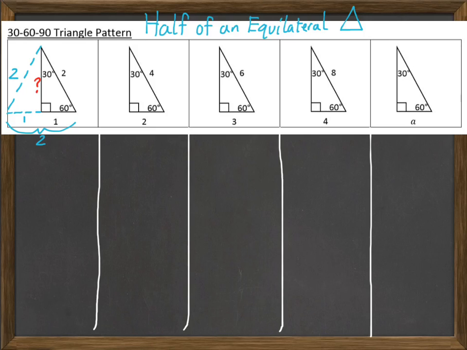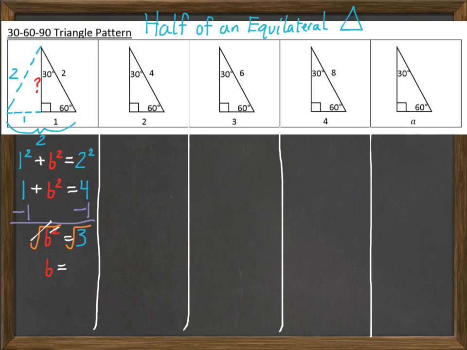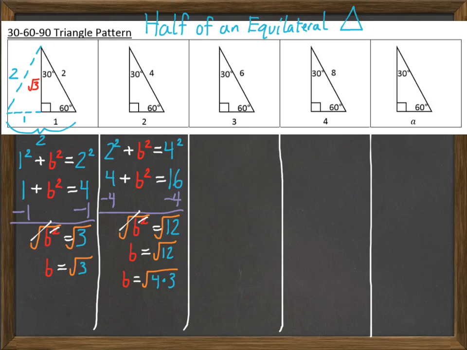Okay. The side we don't know is the height. I could find it with the Pythagorean theorem. Here we go. Notice I'm having to subtract from both sides, and I get that the side equals the square root of 3. Okay, let's do it for the next one. 2 squared plus b squared equals 4 squared, simplify the square root, and I get 2 square root of 3 for the height. Do you see what's going on here?